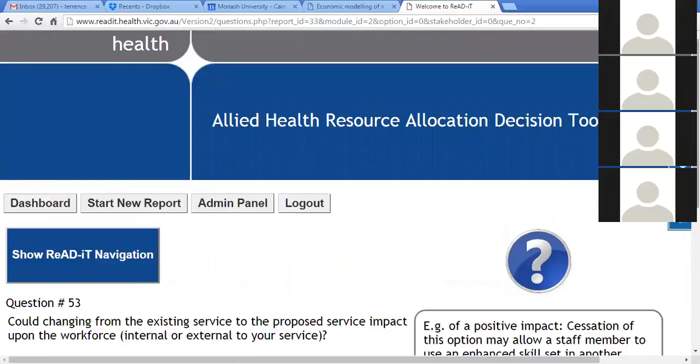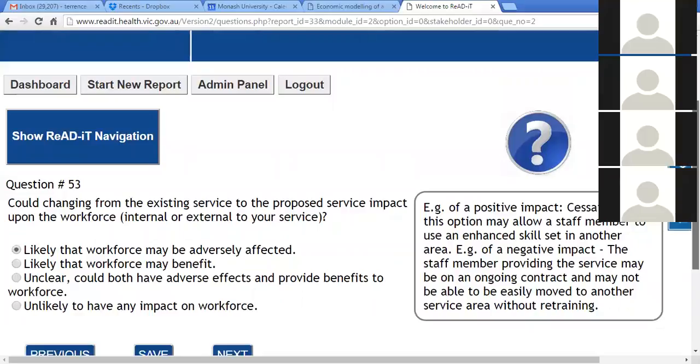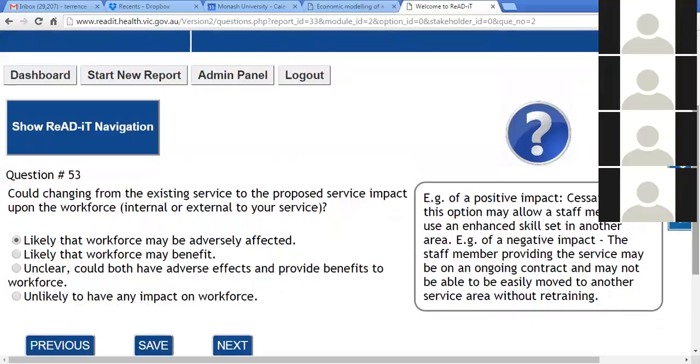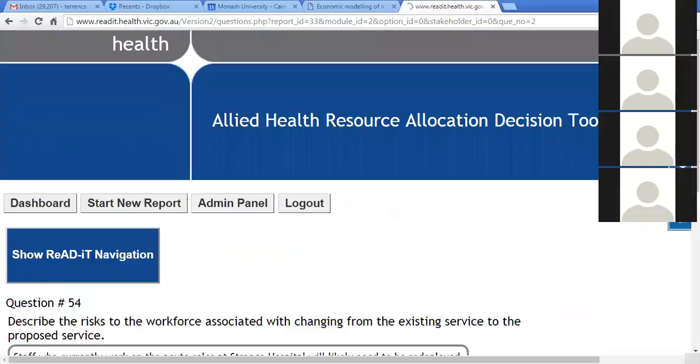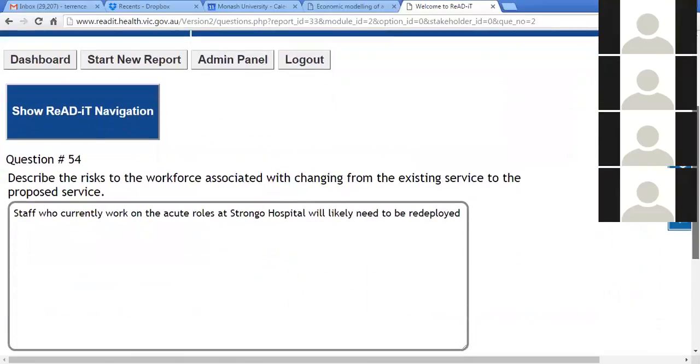Question 53. Could changing from the existing service to the proposed service impact upon the workforce? And yes, I'm saying that there's likely to be members of our workforce that are adversely affected. When I answer these questions and there is a problem that's identified, you get two subsequent questions. So here's the first one, to describe the risk. And here I've written that the staff who currently work on the acute roles at Strongo Hospital will likely need to be redeployed.